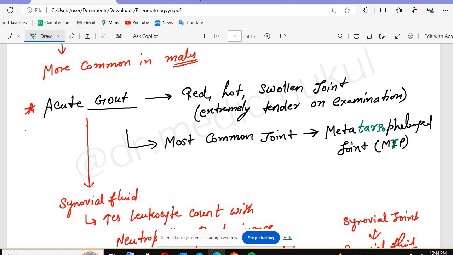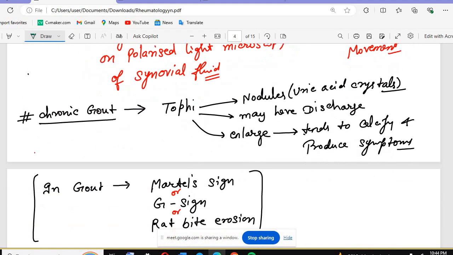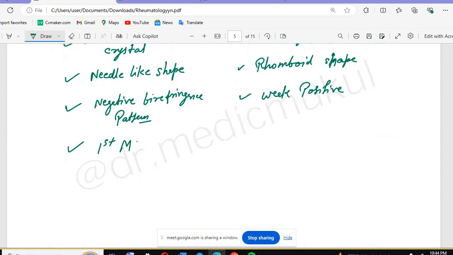I also sent you the image. If you look at the image, you can see which joint would be affected: the metatarsophalangeal joint. You can see that the first metatarsophalangeal joint would be affected in case of gout, and in pseudogout the knee joint would be affected.